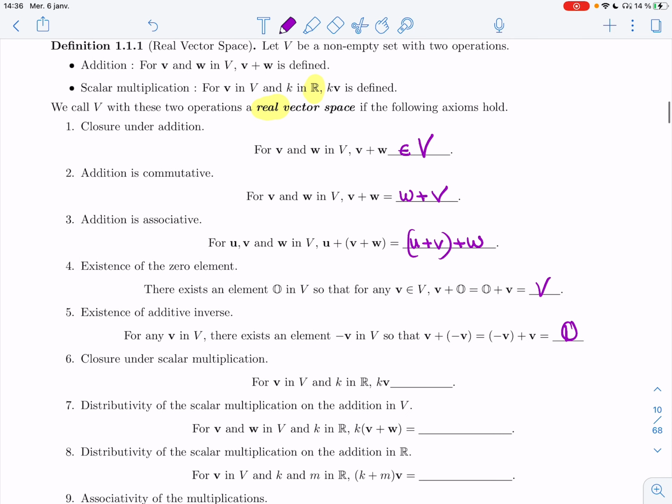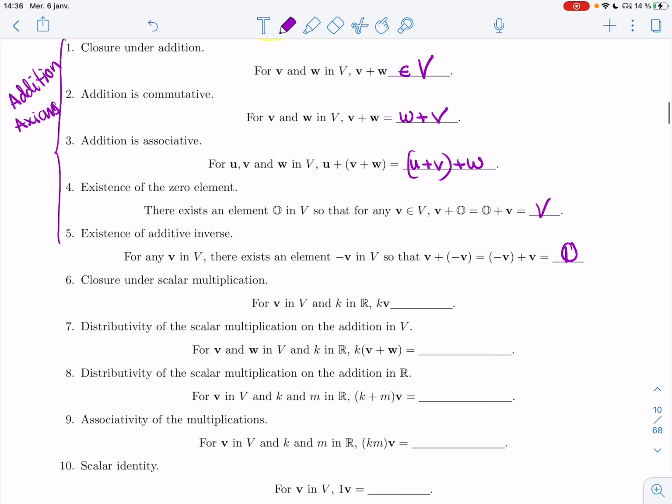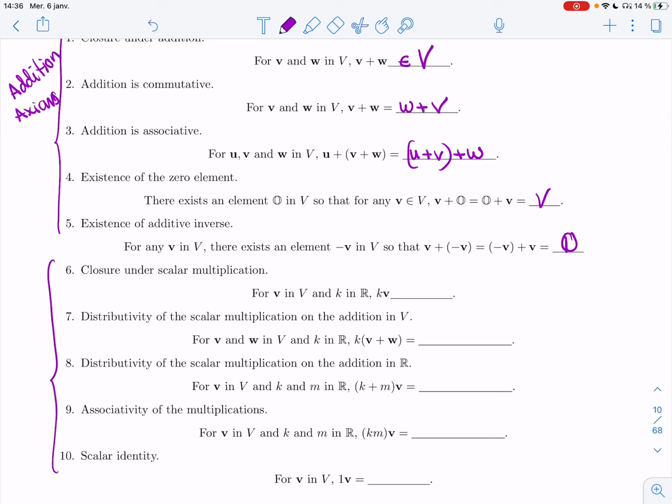All right, so these 5 axioms are called the additive axioms, the addition axioms. And now the next 5 axioms, from 6 to 10, are going to be the multiplicative ones.